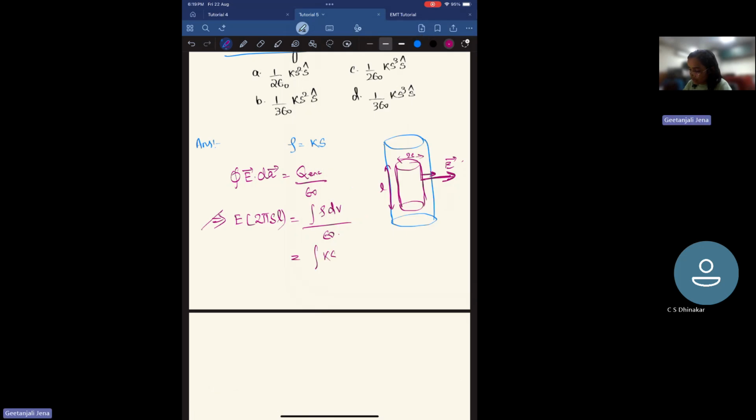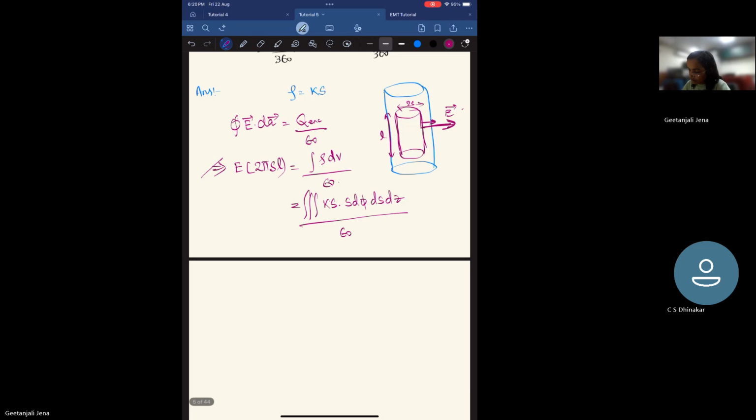So rho is Ks. dV for cylindrical coordinates, you can take this as S dphi dS dz. Triple integration, epsilon 1. So we have K S square dS. S will go from 0 to some radius s for inside, dphi will go from 0 to 2 pi, and dz will go from minus L by 2 to L by 2.